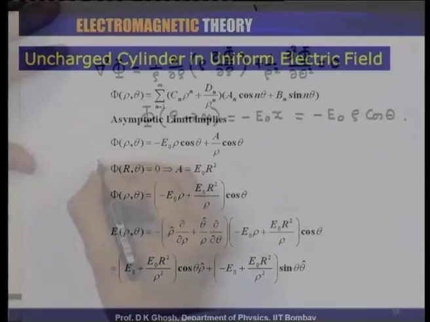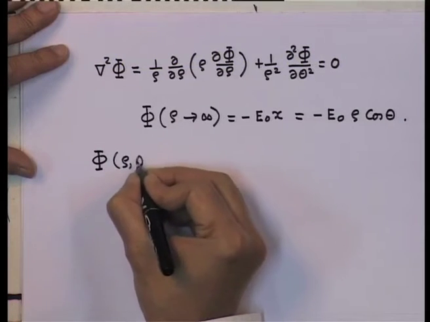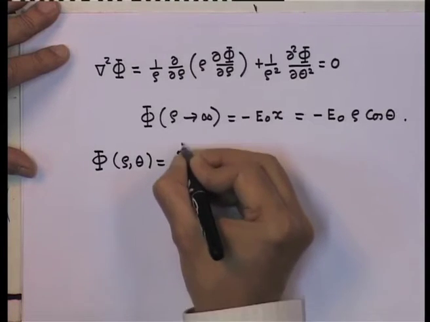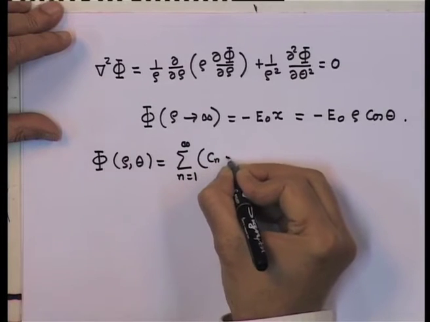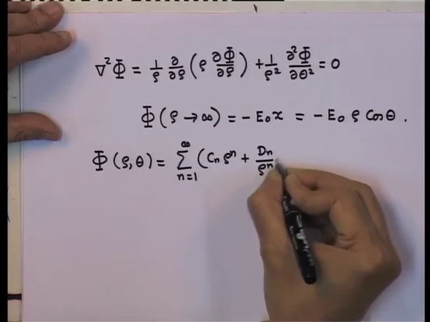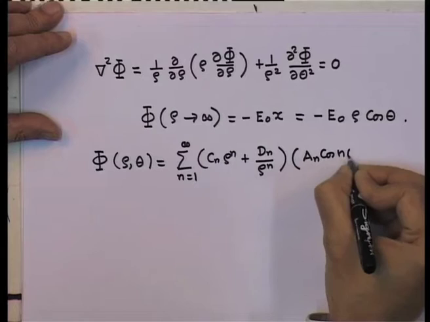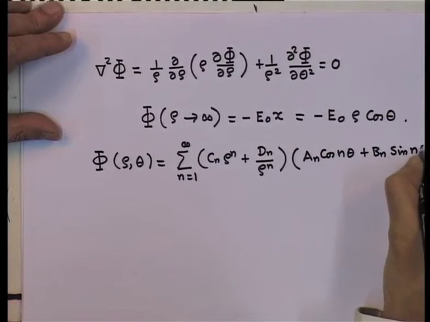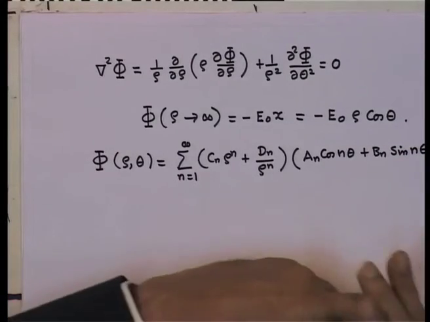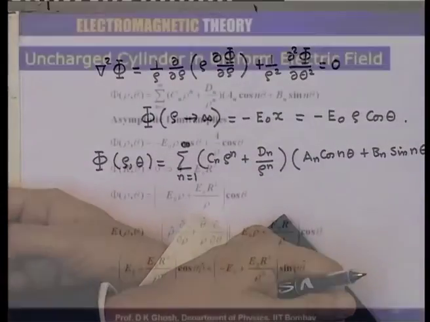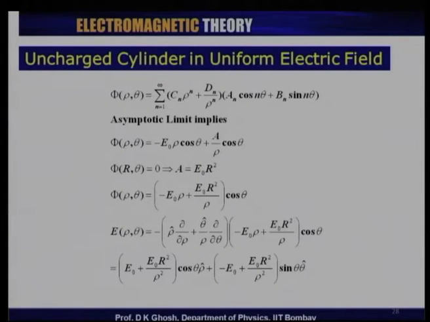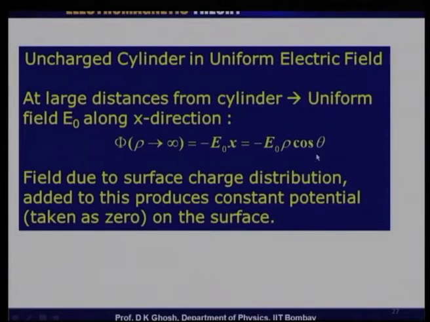So, I have the expression for phi as a function of rho and theta, and we have said this is the sum from n equal to 1 to infinity of C n rho to the power n plus D n by rho to the power n, times a n cos n theta plus b n sin n theta. Now, remember that only if I had a line charge, I would have expected a potential with a logarithmic term, and since there is no line charge here, I have not taken the n equal to 0 term, which we had shown gives me a logarithmic solution. So, that is why this sum goes from 1 to infinity. Now, what is my asymptotic limit? My asymptotic limit is that the potential goes as minus E 0 rho cos theta.